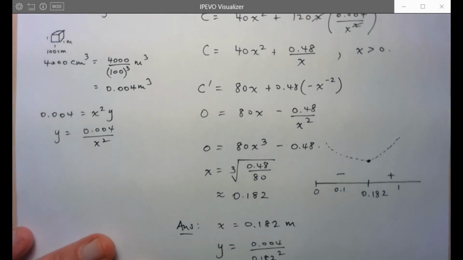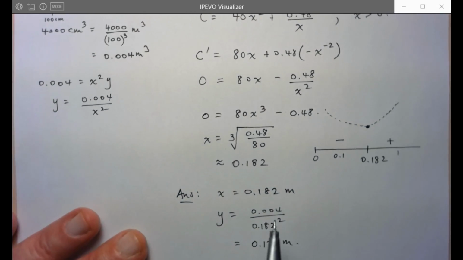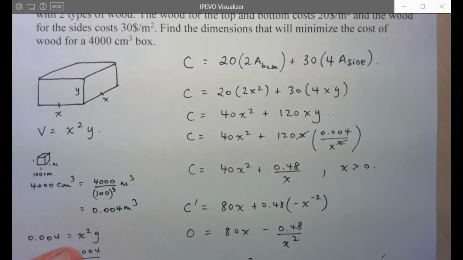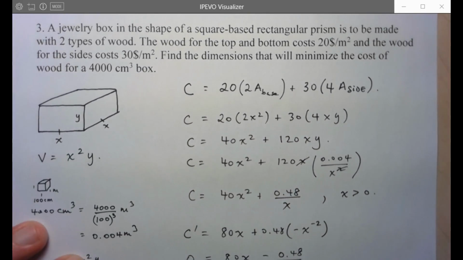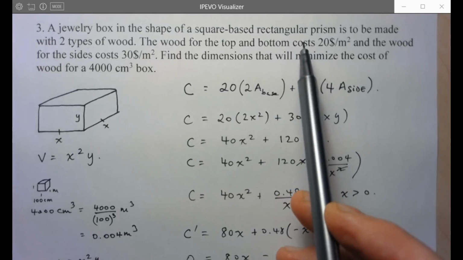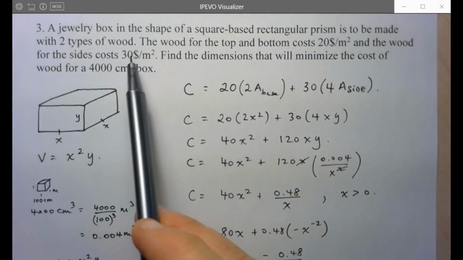And notice here that this is not a cube. Okay, so this one is significantly larger than that one there. All right, so even though in the past you may have found that in other circumstances the cube is the optimal rectangular prism, not in this scenario where the top and bottom costs less than the side lengths.